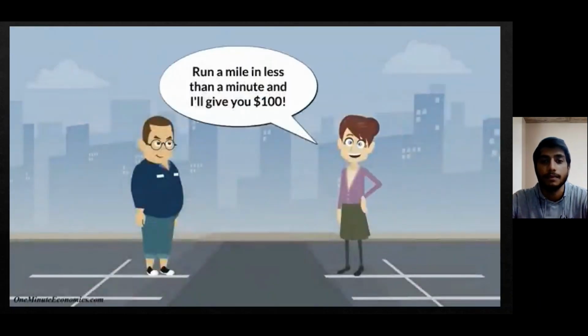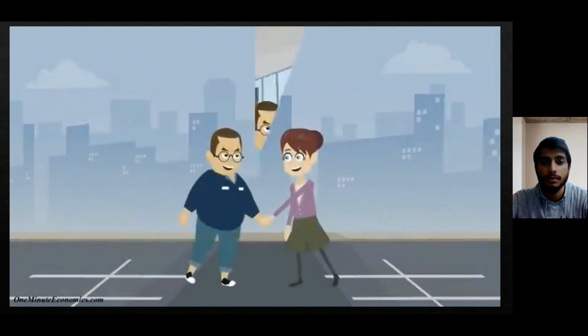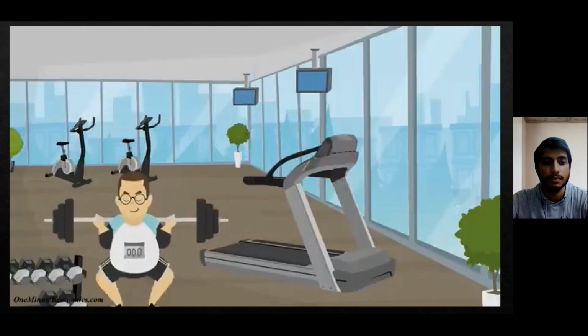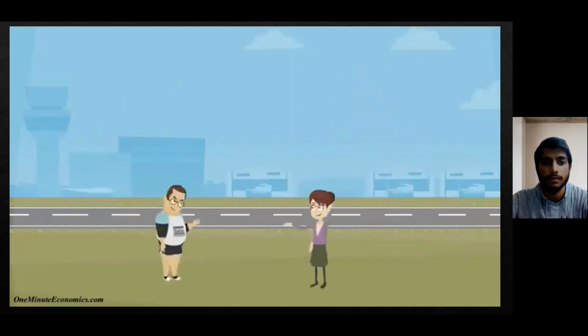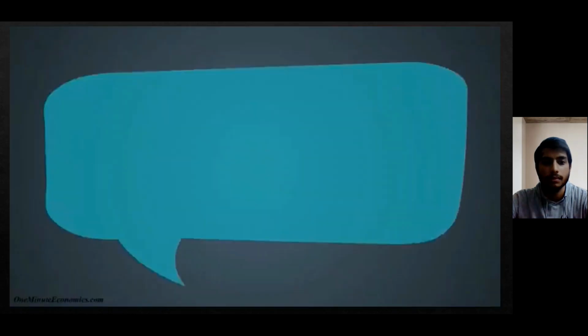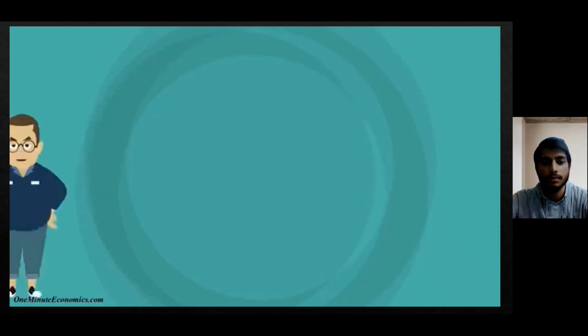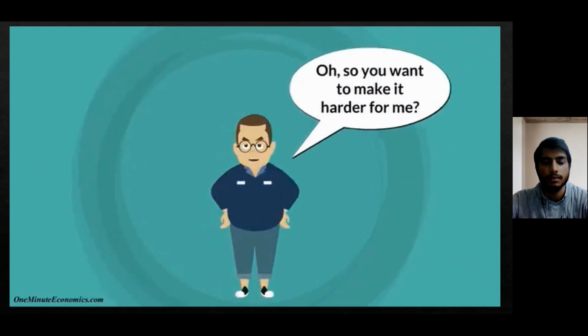Let's assume Sarah promises to give Matt $100 if he runs a mile in less than 7 minutes. In this case, everything depends on Matt. He can train until he consistently succeeds, and when he's ready, he can show Sarah and get his $100. Game theory doesn't study situations like this one. Instead, it studies situations involving more than one participant and in which not everything depends on one person.